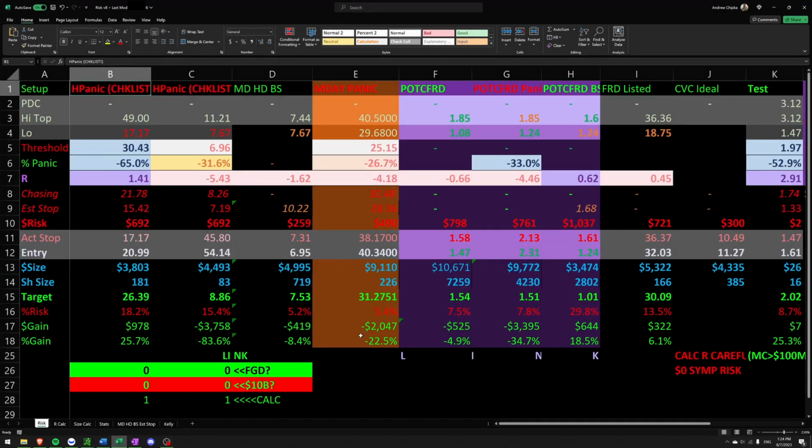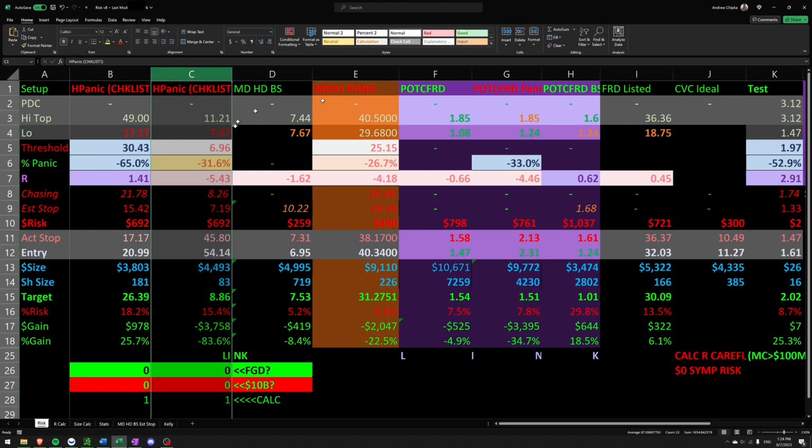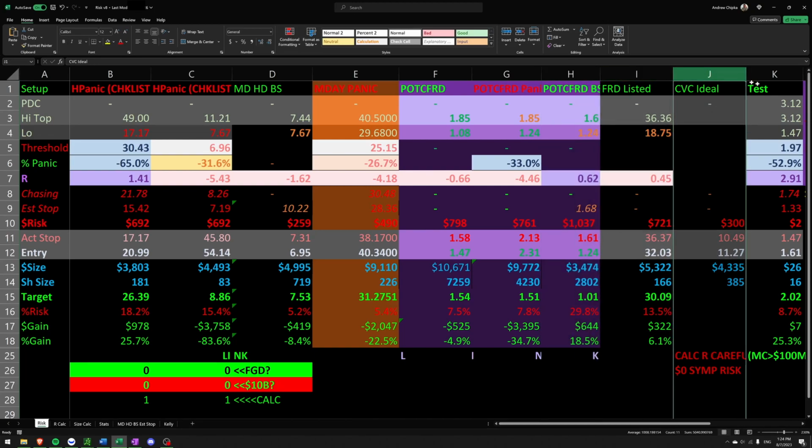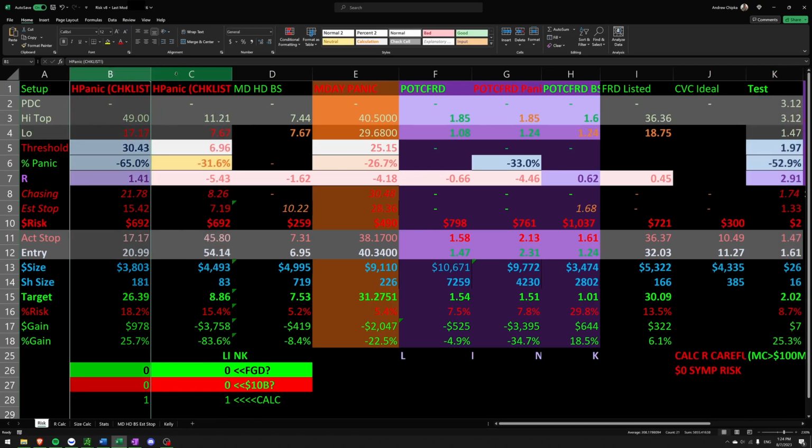So this is my dollar risk. If there's something that works or doesn't work, it depends on the strategy. Every single column is a different strategy. So this is a strategy. This is a strategy. These are strategies. They're all part of the same setup. This is a strategy, that's a strategy. That's just something I'm testing out. These two are actually the same. This is for my halt panics, so these are the same.